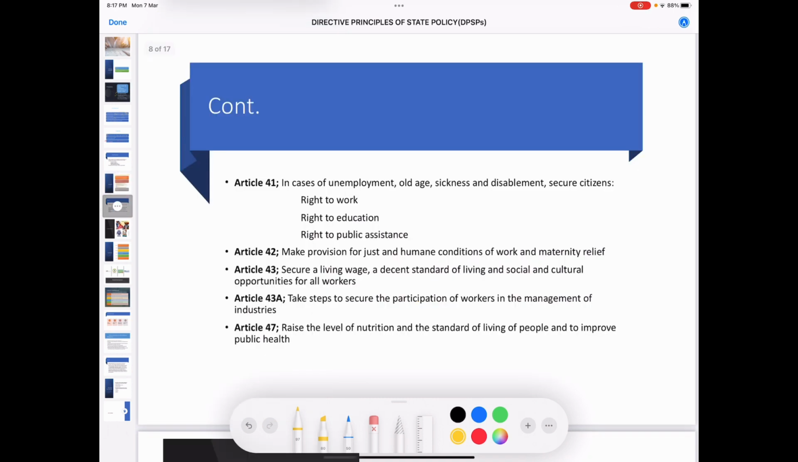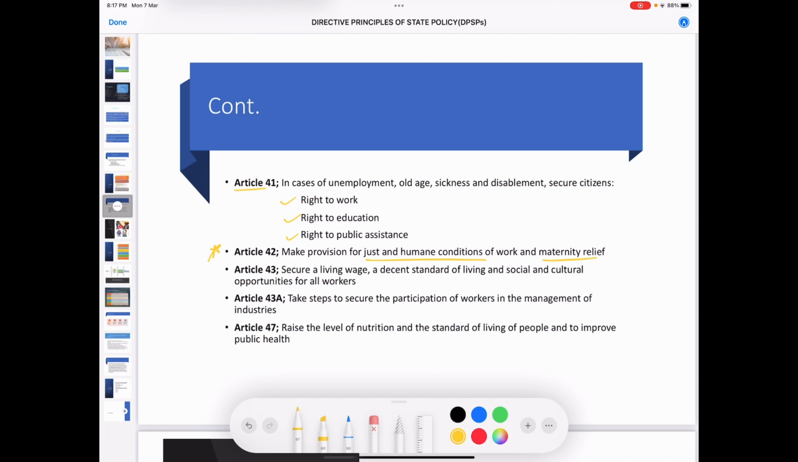Some more articles under socialistic principles. Article 41. In cases of unemployment, old age, sickness, and disablement, secure citizens right to work, right to education, right to public assistance. Simple. Article 42 में क्या mention है? Make provision for just and humane working conditions and maternity relief. बहुत important point है. Chances हैं कि ये article आपको पूछा जा सकता है.